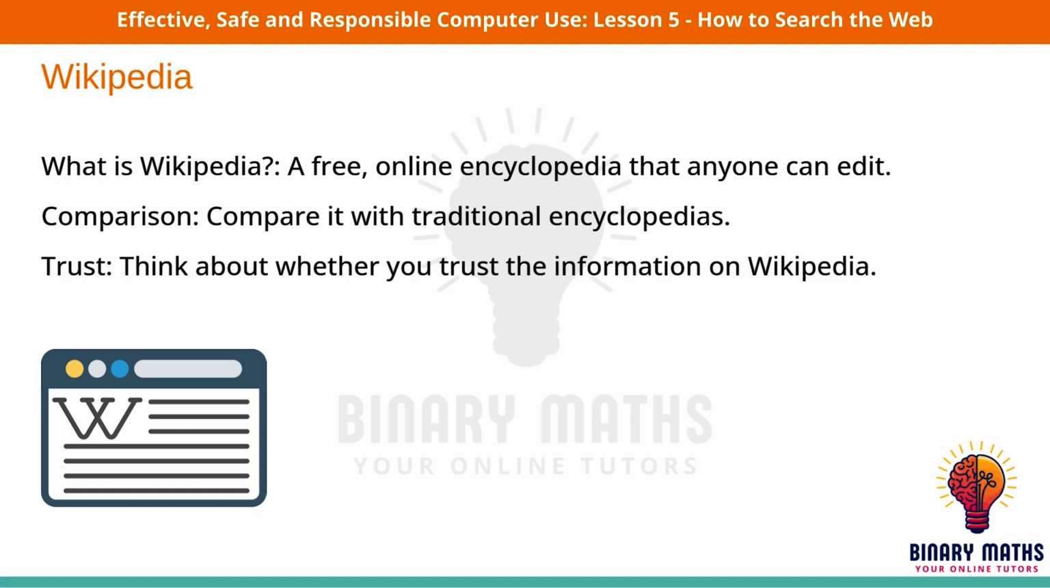Wikipedia is a free online encyclopedia that anyone can edit. It's a great resource, but remember to compare it with other sources to make sure the information is accurate. For example, if you're reading about a historical event on Wikipedia, check other history websites or books to confirm the details.